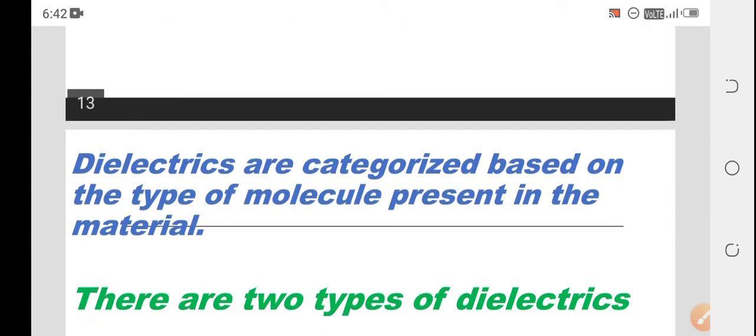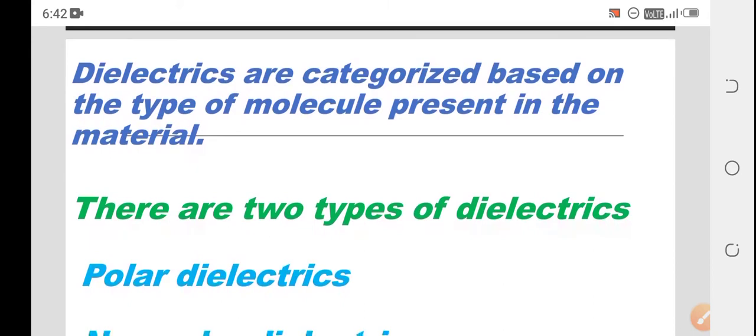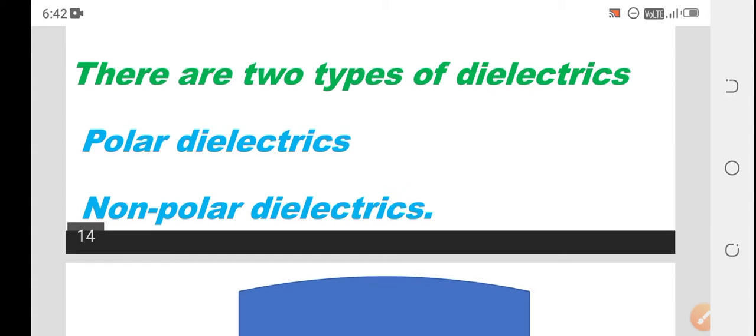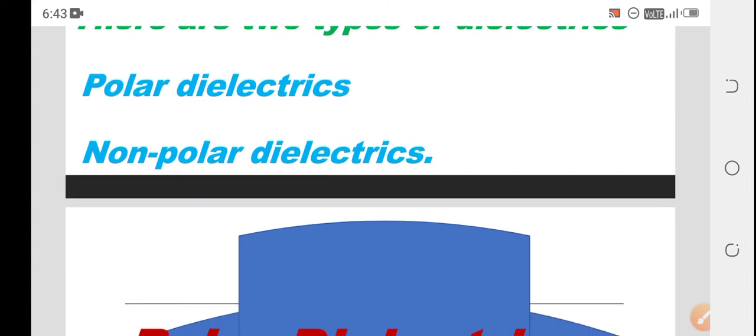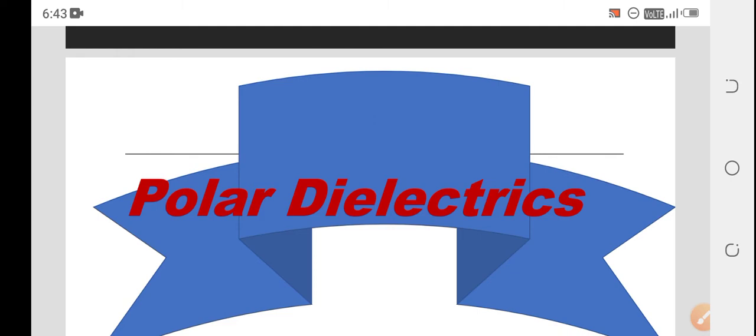Let's see what the types of dielectrics are. Dielectrics are classified based on the type of molecules present in the material. There are two types of dielectrics: polar dielectrics and non-polar dielectrics. The first one is polar dielectrics. The second one is non-polar dielectrics. Let's see what polar dielectrics are.